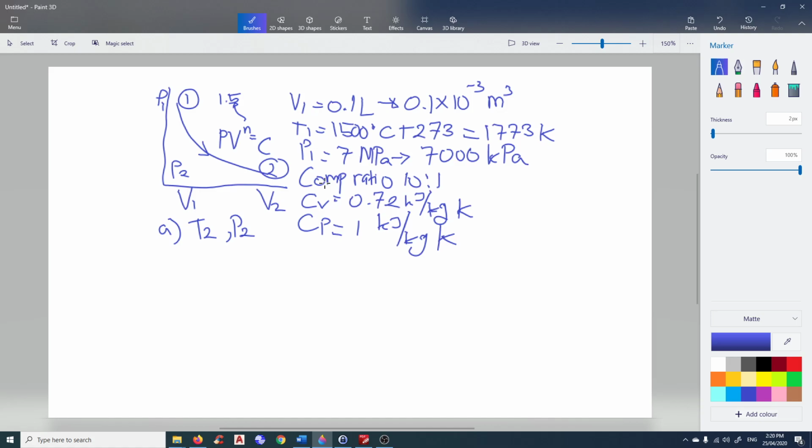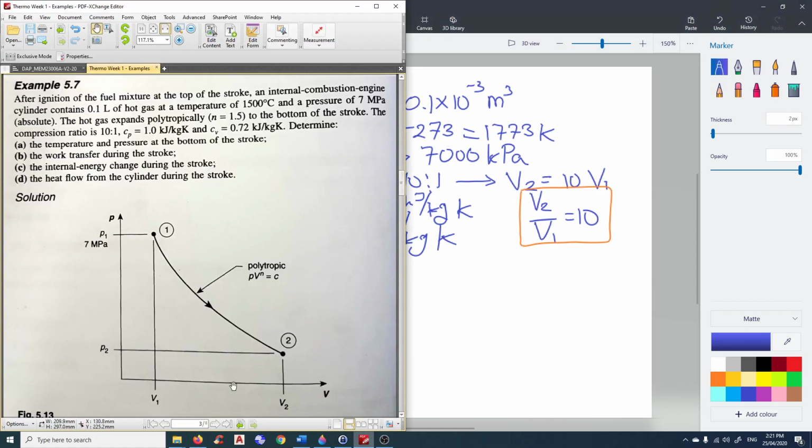Compression ratio 10 to 1 means V2 is 10 times V1. Is that right? So V2 is 10 times more than V1 because V2 is 10 times bigger than V1. If we rearrange this, we can say V2 over V1 equals 10. I will save this because we're going to use it later. Now we are ready to tackle question A. Let's have a look at the formula.